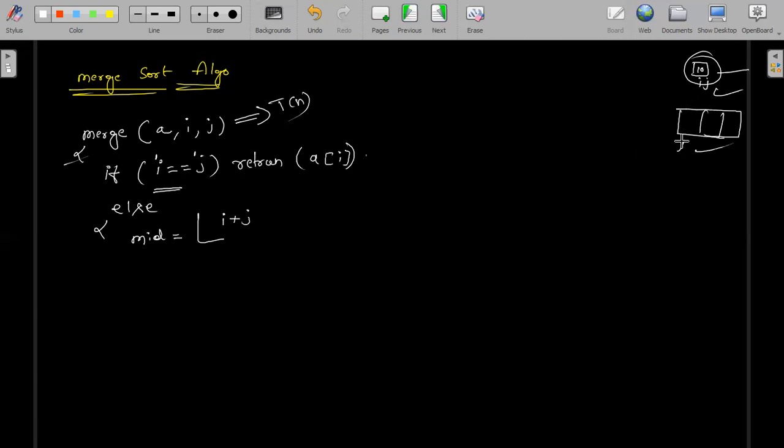I showed you here, i here, j here. Take it like this, i plus j, divided by 2. I am taking the floor value here. Yes or not? What is the time it is going to take? It will take constant time, big O of 1. Again here also you can see, what is the time it will take? This is also constant actually. Okay, fine.